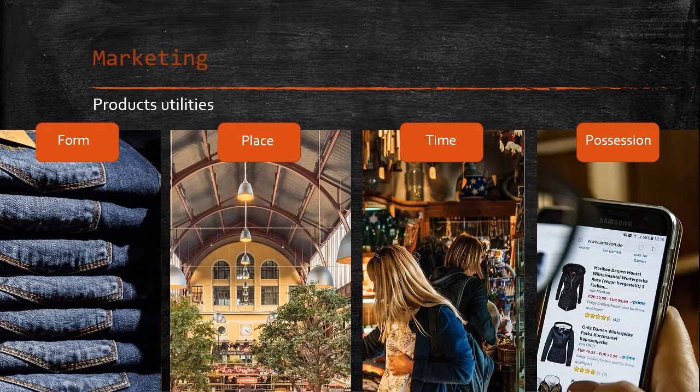Products' utilities are declined in form utility, that is the value attributed to production; place utility, that is the value related to its availability in a defined place; time utility, that is the value related to its availability over the time; possession utility, that is the value associated with the fact the consumer can easily acquire the selected products.